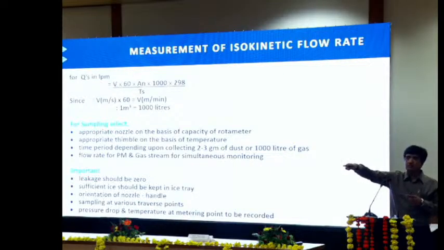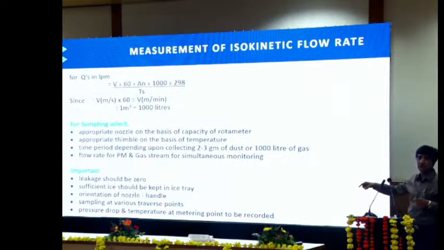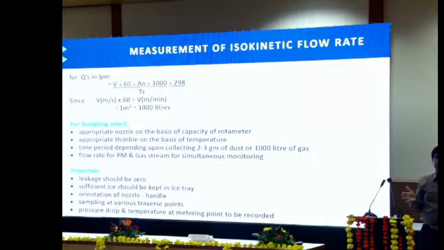We'll move the probe to the second spot, once again collect the sample for another 1 minute, and then keep on doing it. So with these traverse points, you need to divide the whole time period accordingly. It's not that you need to do the sampling for 40 minutes at one point, no. We need to collect the sample from all traverse points, and you need to collect the sample at equal time intervals also. That is required.